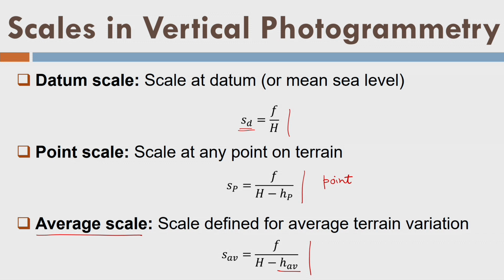Remember that average scale is not the final scale or an absolute scale. Definitely the scale will vary from each point, but still in order to make a map, I need to define an average scale, and that is why I am taking average elevation H_AV from most of the points. So, this is a preferable scale when the variations on the ground surface, that means the height variation of different points on the ground surface, are of the same order, right, and accordingly it will decide the scale.